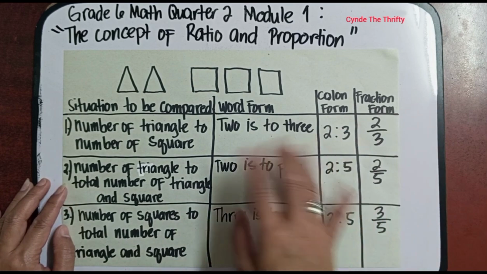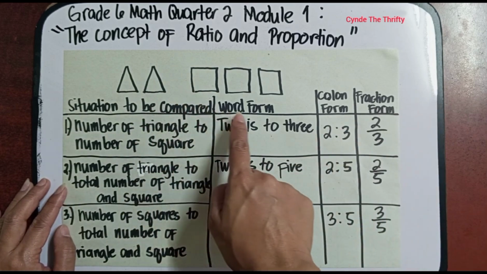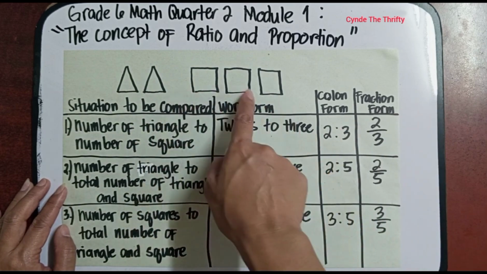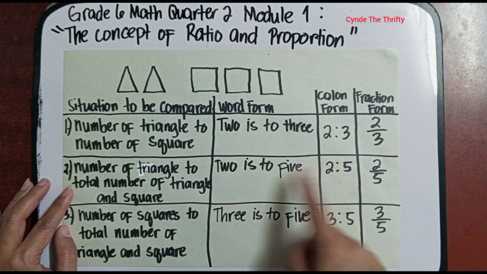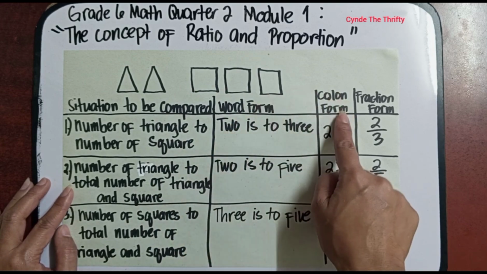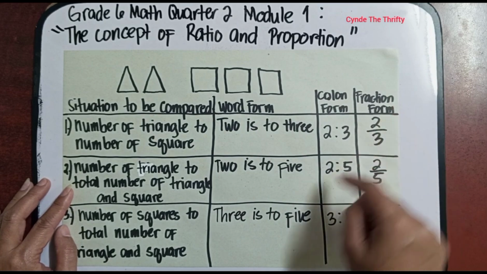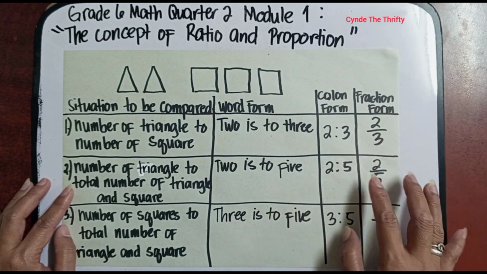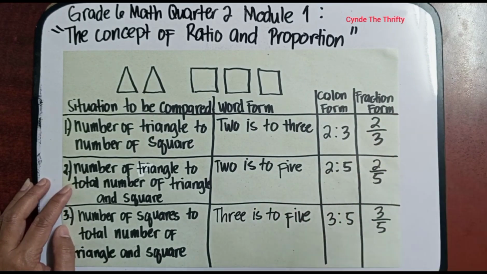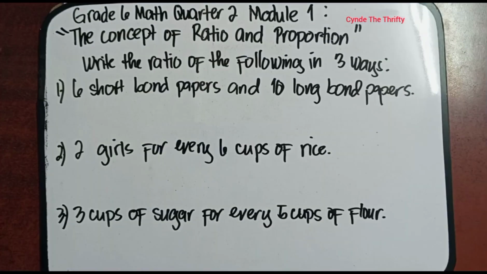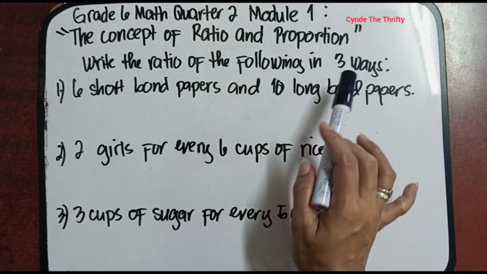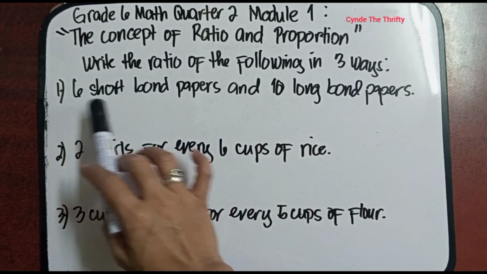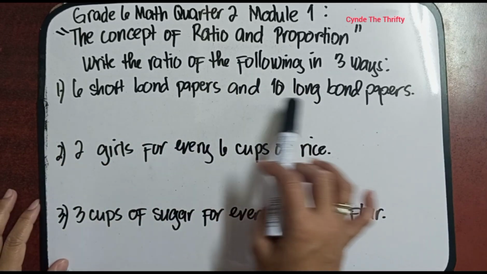O, diba? So, ganito lang kadali mag-analyze ng mga pictures gamit ang tatlong paraan ng ratio natin. So, that is word form, column form, at fraction form. So, ngayon, pag-aaralan pa natin itong mga example natin dito. Write the ratio of the following in three ways. So, number 1, 6 short bond papers and 10 long bond papers.